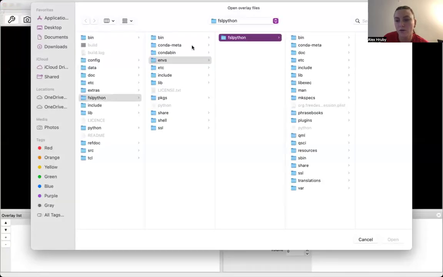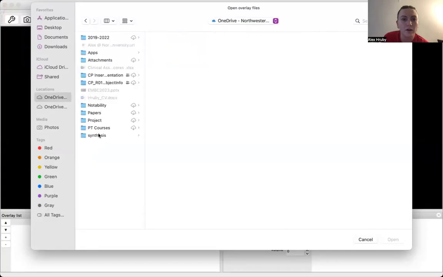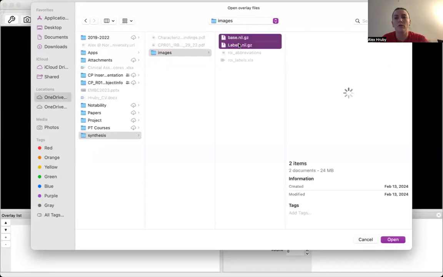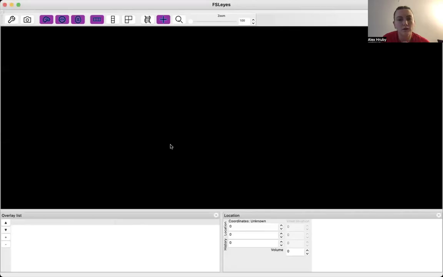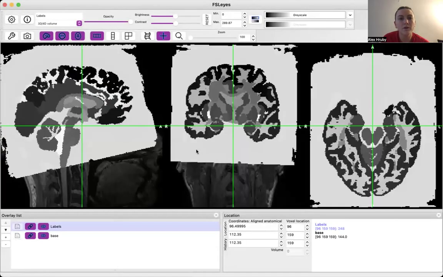And then this will come up and you'll hit the plus button here. It'll take you to what's like the directory for the software. But if you have OneDrive on your computer, which I think is super helpful, or if you downloaded them, that's fine too. If you go to the synthesis folder and then images, you can open both of these right here. And then they'll come up and it's gonna look like this at first.